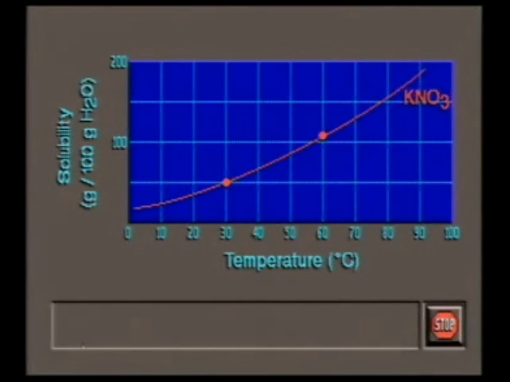Solubility varies with temperature. A solubility graph shows how much solute can be dissolved in a given amount of solvent for a range of temperatures. This graph shows that the solubility of potassium nitrate is 50 grams per 100 grams of water at 30 degrees Celsius. But 110 grams can be dissolved in 100 grams of water at 60 degrees Celsius.